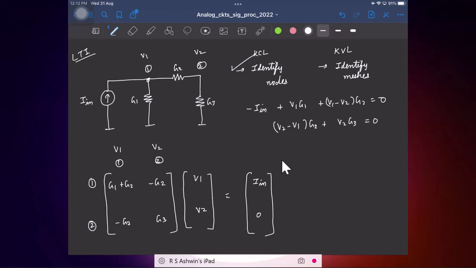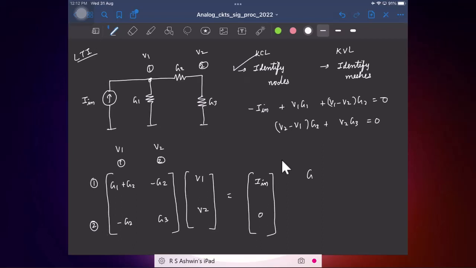So if you have any linear circuit like this, you can represent it as a G matrix times the node voltages equals the input current vector, and you can find the node voltages as basically G inverse times I in. Pretty straightforward. Oh, entry 2 comma 2, right? Yes, sorry, G2 plus G3.